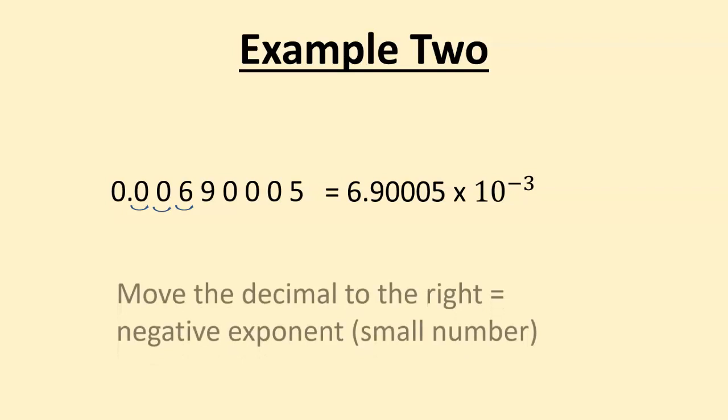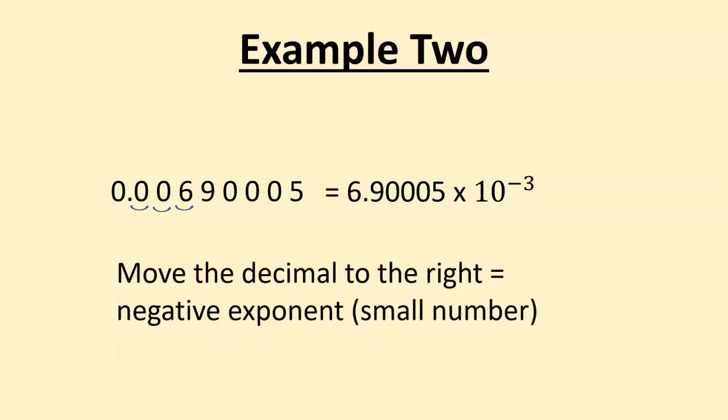So for example 2, this is a really small number, 0.00690005. I want to put it into scientific notation. So I'm going to move that decimal point how many spaces? 3 spaces to the right. If we remember our rules, that's going to be a negative exponent, and we know that because it is a small number. So I end up with 6.90005 times 10 to the negative 3. Remember, I moved the decimal to the right and I have a negative exponent because I started with a really small number.